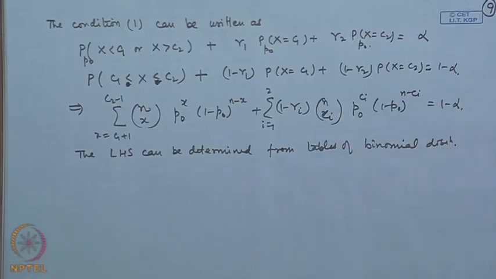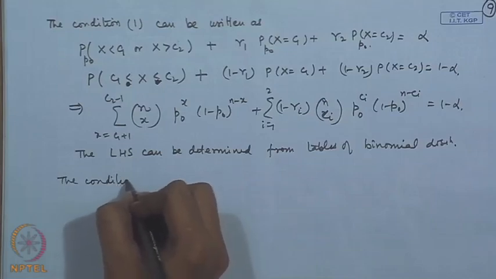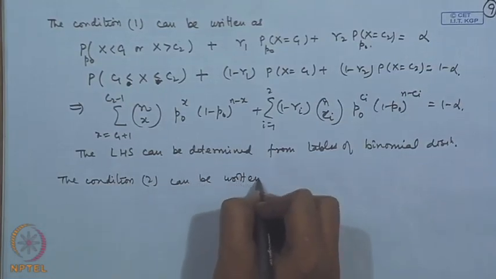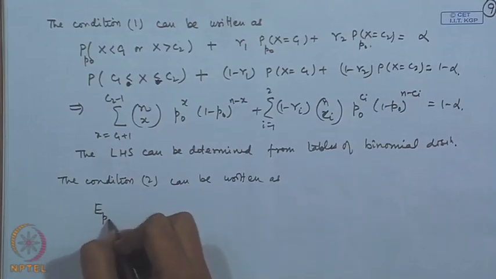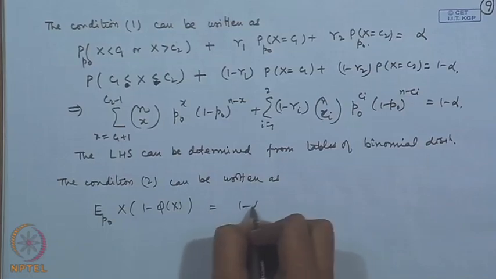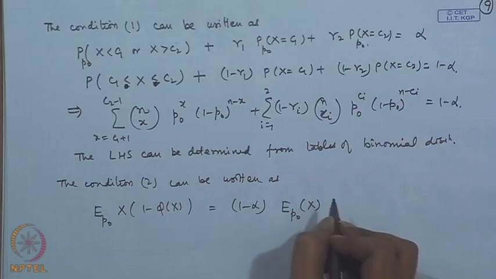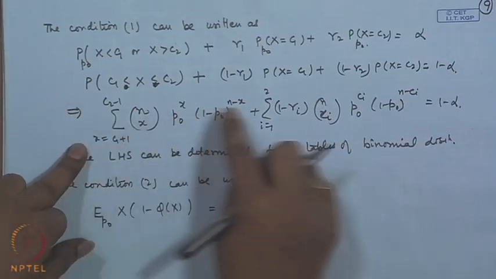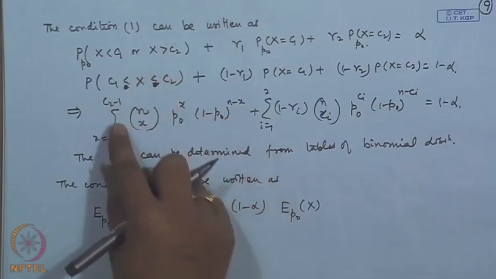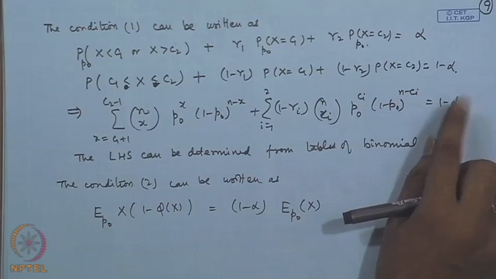Now, what is the second condition? So again we consider 1 minus. So, the expectation of x into 1 minus phi x is equal to 1 minus alpha times the expectation of x. Of course, you may ask why we are taking 1 minus. This is for simplicity, otherwise here we have to write 2 regions, and here we have to write only one region if I am taking 1 minus. Therefore, it is convenient to consider 1 minus in both of these places.